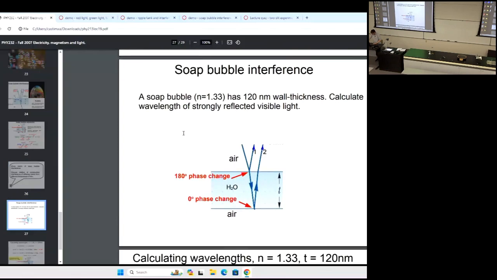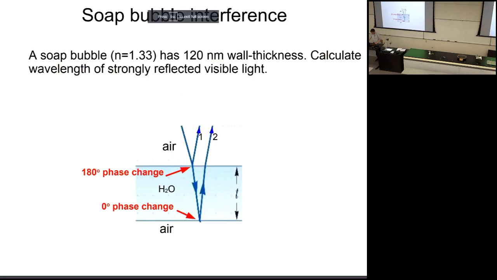I want to do, in the last few minutes, you'll be pleased to know, a quick question involving the soap bubble interference. So in this example, we're told we've got a soap bubble. Its thickness is 120 nanometers. I said soap bubbles are very, very thin. Fractions of a micron. So this is a fraction of a micron.